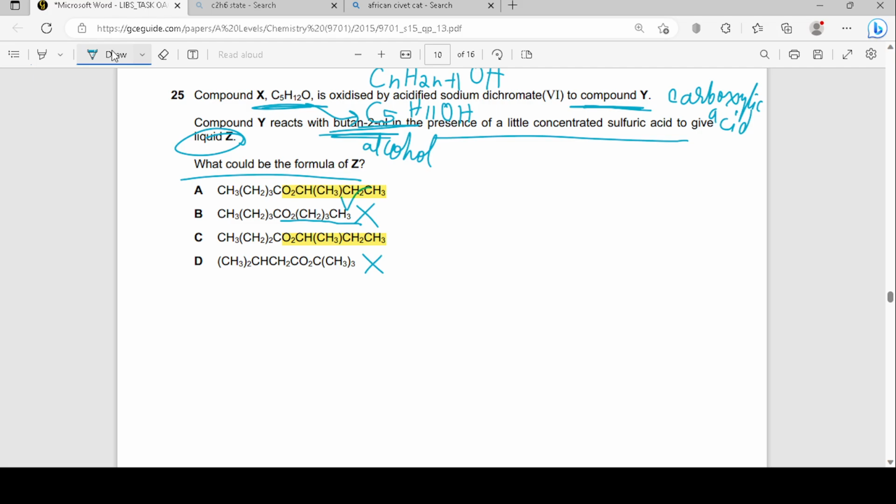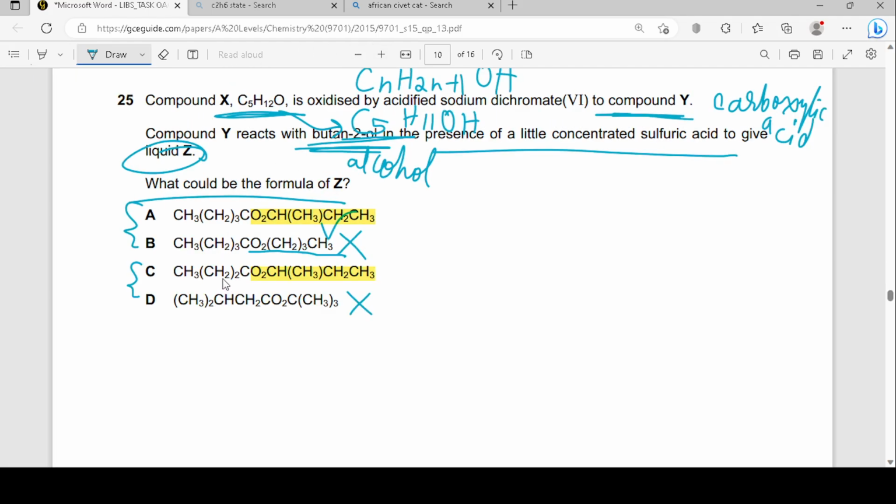And now I have to check whether this side gives me a C5 alcohol, a plausible product. So 1, 2, 3, 4, 5. 1, 2, 3, 4. Now that's the problem, isn't it? Did I count this right? So this has 1, 2, 3, 4 carbon atoms on the left side, whereas this is C5H12O. It should have 5 carbon atoms, right? It should be a carboxylic acid that has 5 carbon atoms. Okay, so C is wrong.